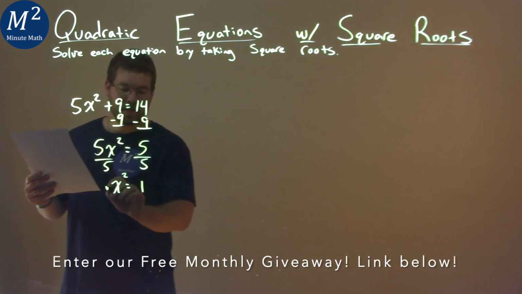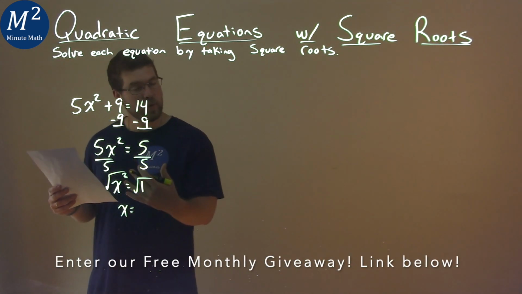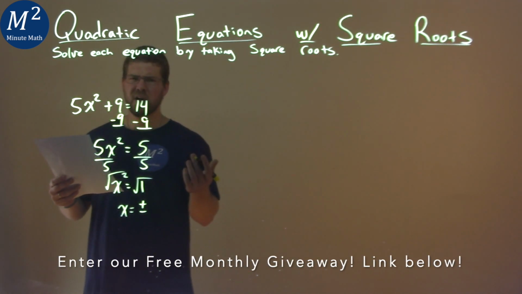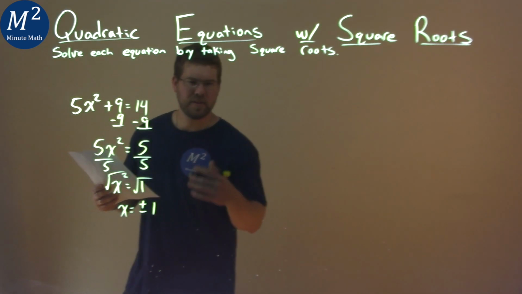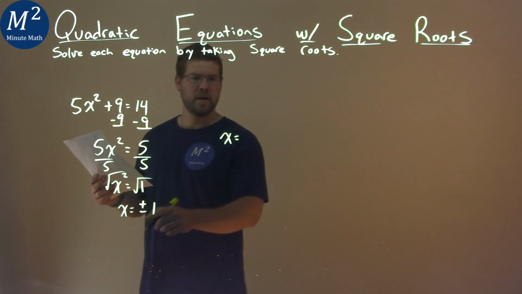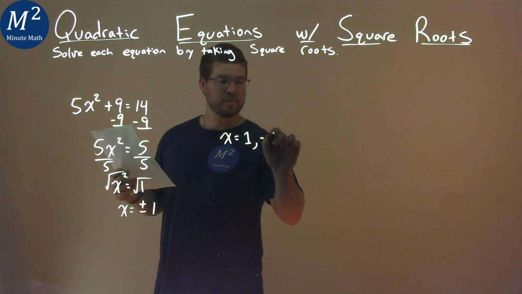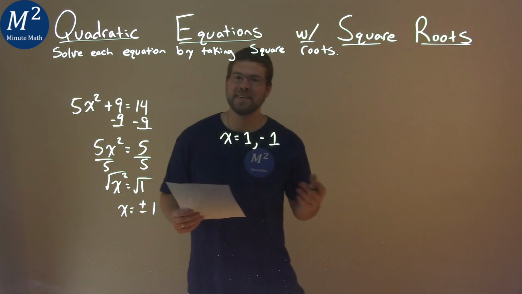To get rid of the square, take the square root of both sides. We have x equals, and when we take a square root of both sides, we have to do a plus or minus. And the square root of 1, what's that? That's just 1. So this is a pretty simple problem. Let's write it out here. X is, well, plus or minus means x is a positive 1 and a negative 1. And that is actually it. That is our final answer here.